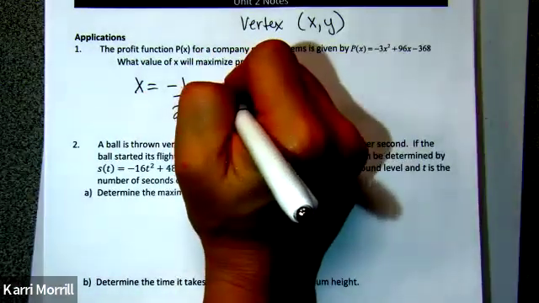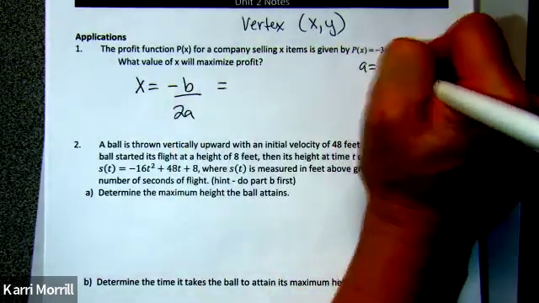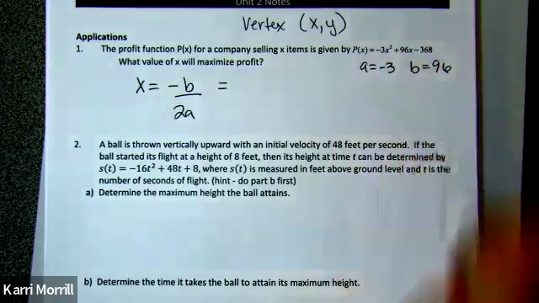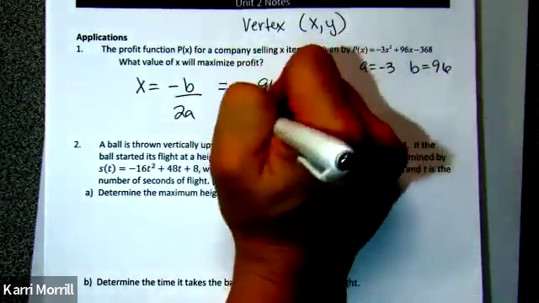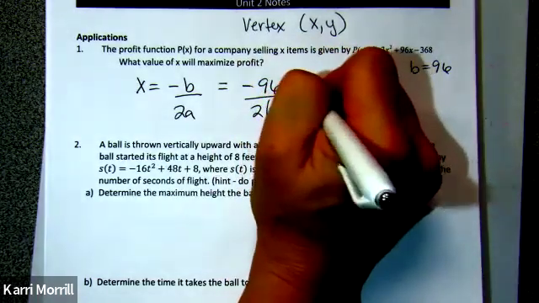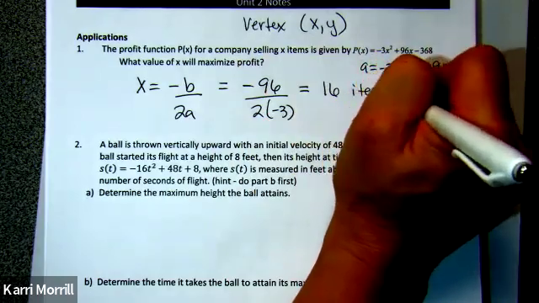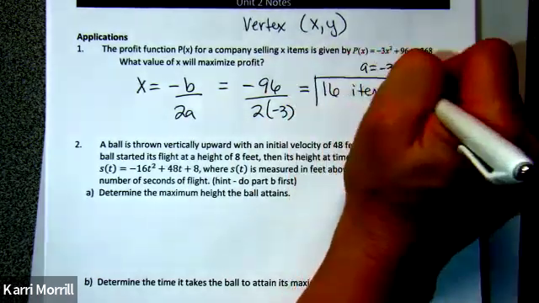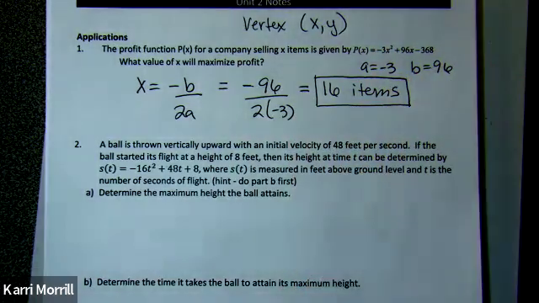And it just wants to know the x part. So our a value is -3 and our b value is 96. So negative from the formula, 96 over 2 times a, and a is -3. So calculate that, and that would be 16. So they were asking how many items are given to maximize the profit.